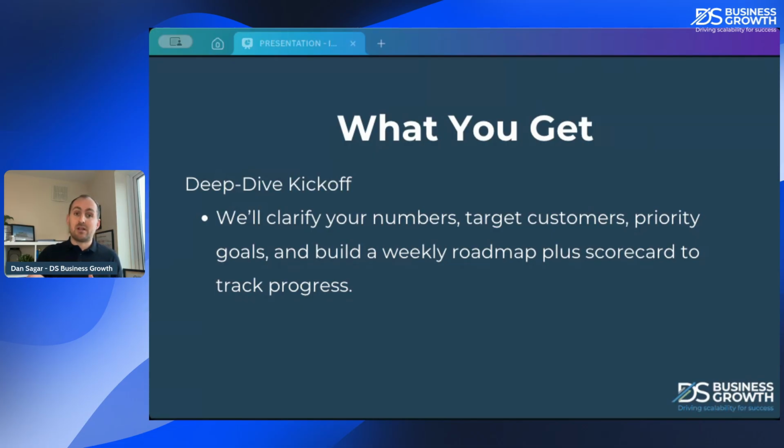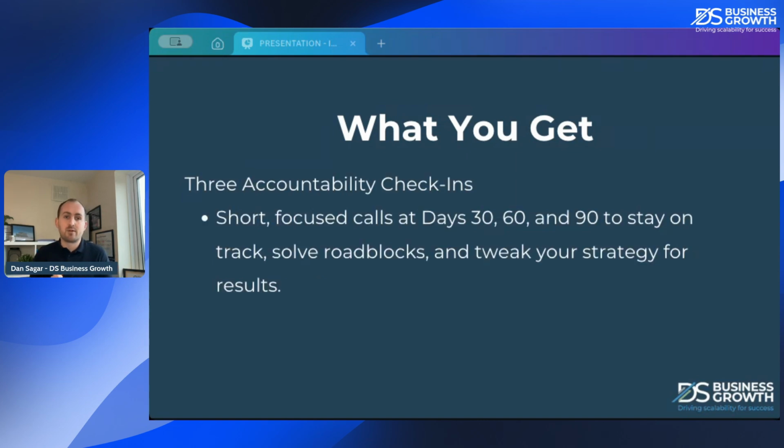So after this session, you know exactly what to do each week to move you forward, and then we'll give you a scorecard which we'll both have visibility on to track your progress against that. And then we'll follow that up with 3 accountability check-ins. So when we meet for that initial deep dive session, we'll then have a focused accountability call at days 30, 60 and 90.